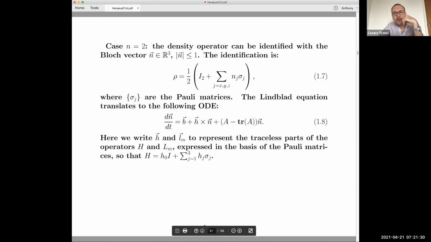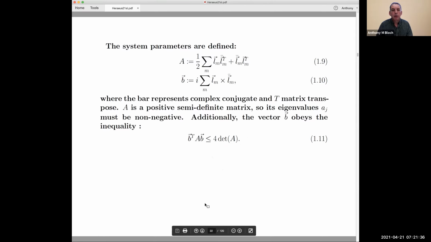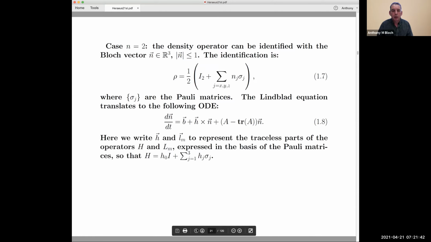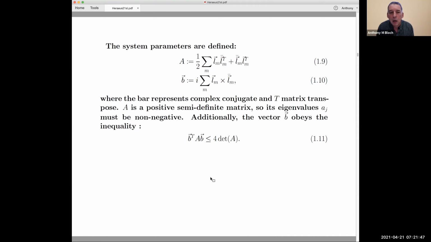Excuse me, what's A? So A, let's see, here it is. So these are the system parameters. Let me just show you. So that's the equation, and this is what they look like specifically. So A is a sum over these operators, L, which represent the Lindblad terms, and similarly for B. So that's how the Lindblad terms come into the equation. And you can see that A is a positive semi-definite matrix. So its eigenvalues are non-negative. And additionally, there's an inequality that the vector B satisfies, which turns out to be useful for analyzing the controllability.